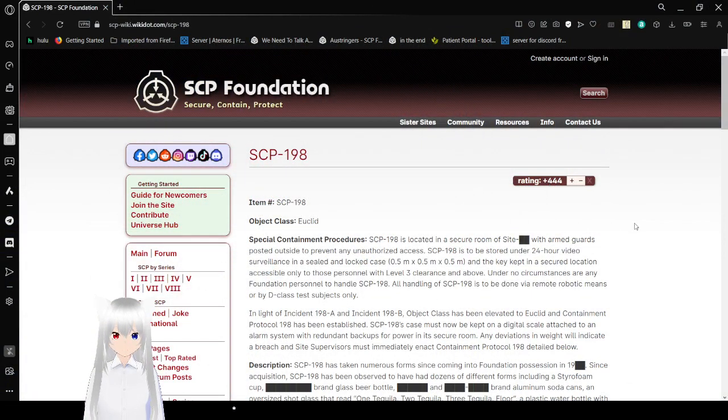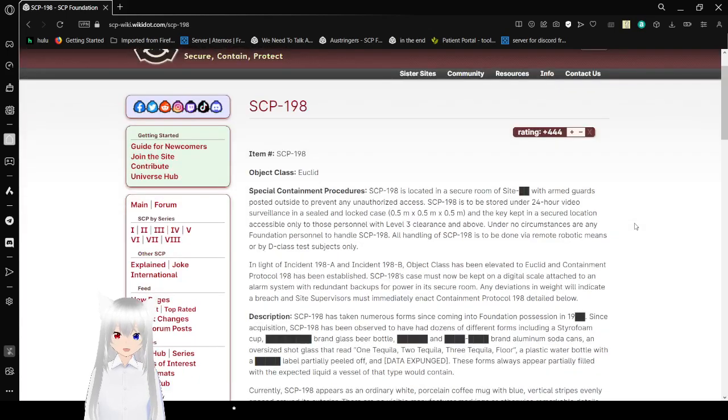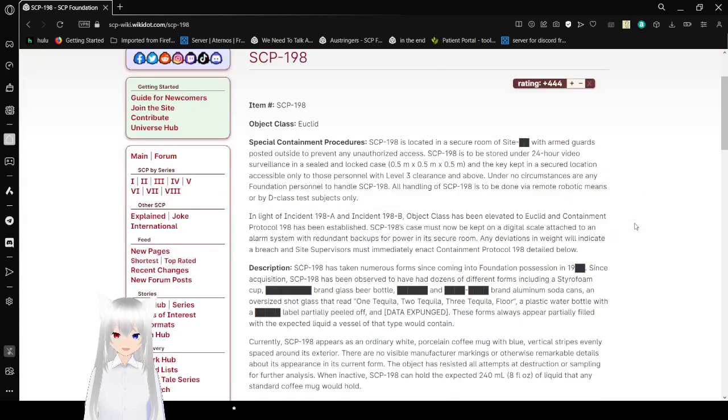SCP-198, Object Class Euclid. Special Containment Procedures: SCP-198 is located in a secure room of Site Blank with armed guards posted outside to prevent any unauthorized access. SCP-198 is to be stored under 24-hour video surveillance in a sealed and locked case.